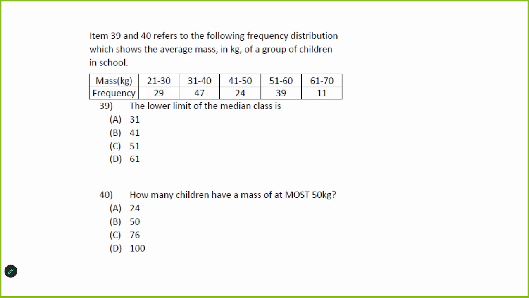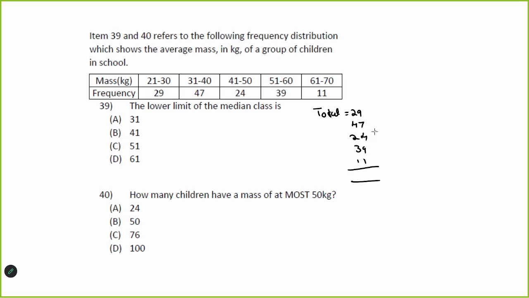Let's look at January 2024. The lower limit of the median class. First off, we need to find out where the median class is located. Items 38 to 40 refer to the following frequency distribution showing the average mass in kilograms of a group of children. So we need to know your total number of students, which is 29 plus 47 plus 24 plus 39 plus 11, and so on.